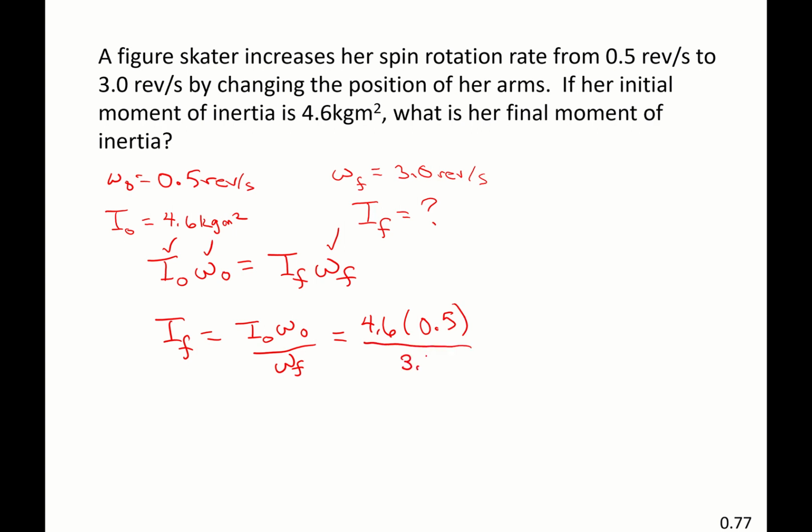Omega final is 3.0. Okay, so what do we expect? Before we get our number, what do we expect? Well, if she sped up, so she went from low to high, she must have decreased her moment of inertia. So I expect that my I final should be smaller than 4.6. And if I put in my numbers, I get 0.77 kilogram meters squared. So indeed, she sped up because her moment of inertia decreased.